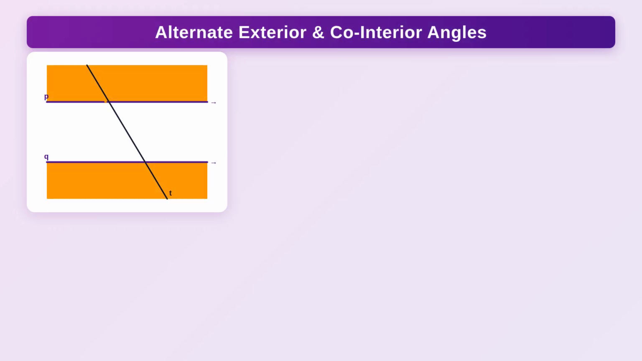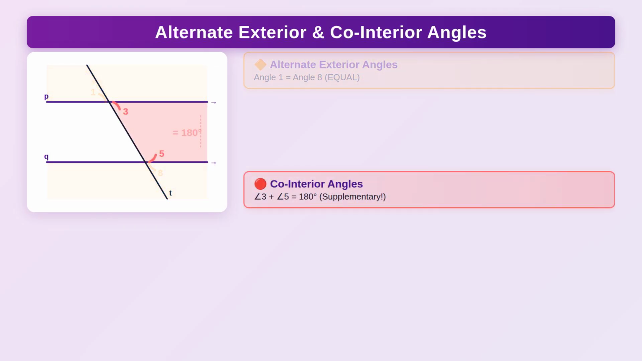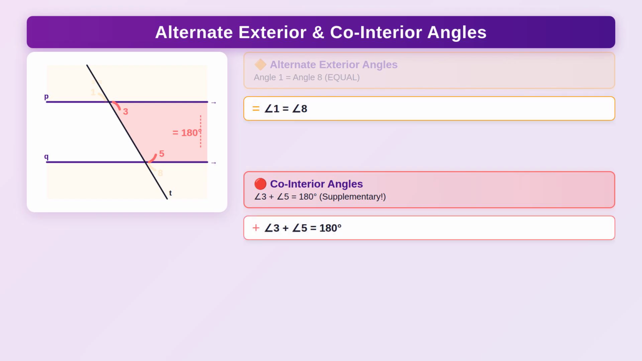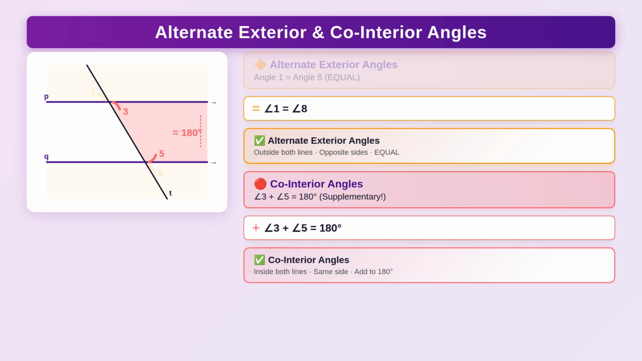2 more powerful relationships, and Maya will have the full toolkit. Alternate exterior angles sit outside both parallel lines, on opposite sides of the transversal, like angle 1 and angle 8. Just like the Z angles, these are always equal. Then there are co-interior angles, sometimes called same-side interior or consecutive interior angles. These sit between the parallel lines on the same side of the transversal. Here's the twist. They don't equal each other. Instead, they add up to 180 degrees. Angle 3 plus angle 5 equals 180.